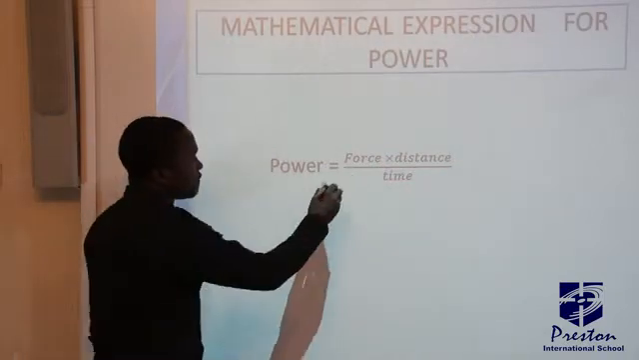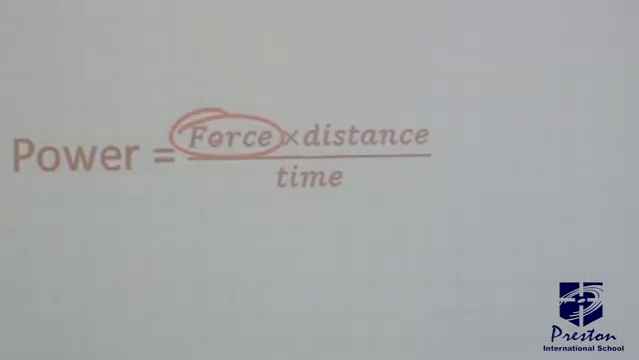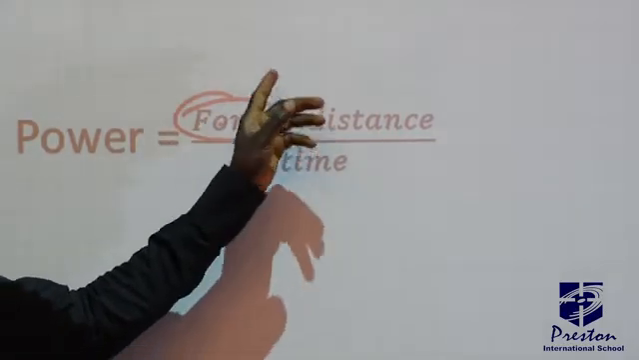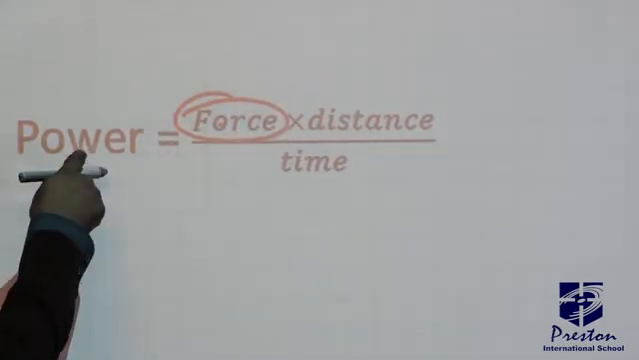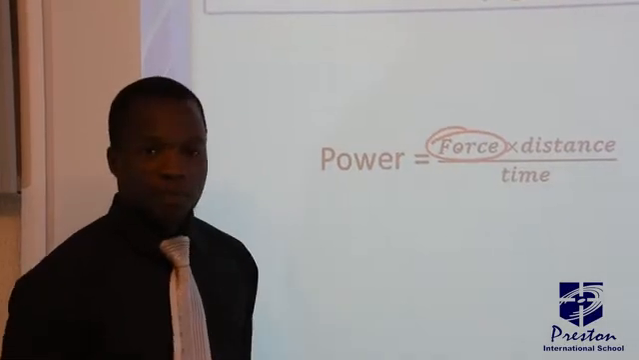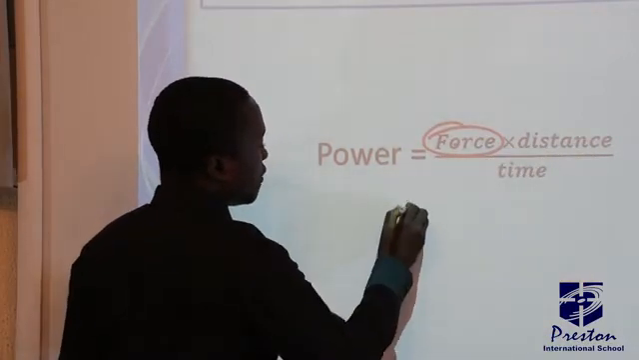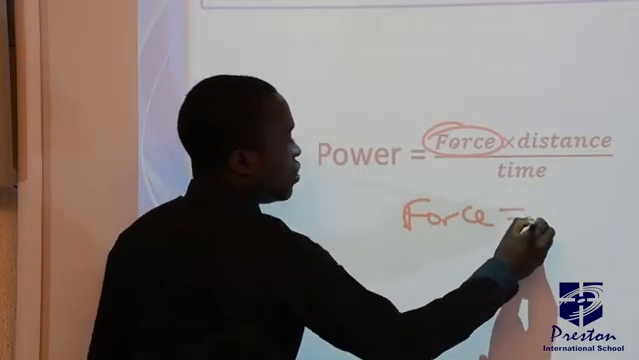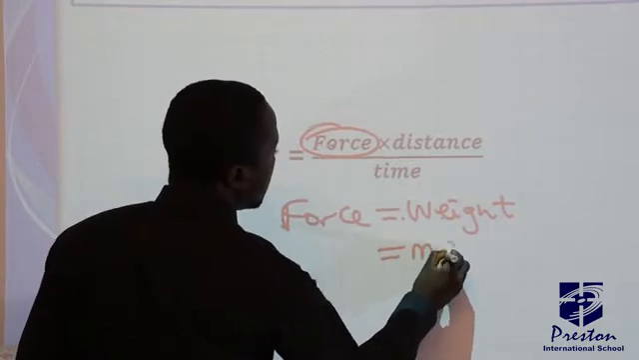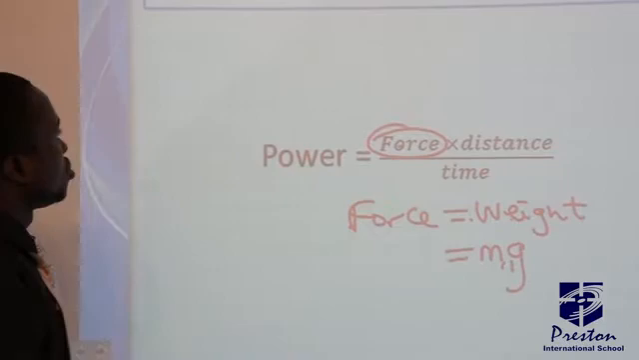Now, power is force times distance over time. Don't forget, when we were treating work, we said work is force times distance. So power is work over time. That is, the rate of doing work is power, and work is force times distance. Don't forget, your force could be your weight, which is mass times acceleration due to gravity.